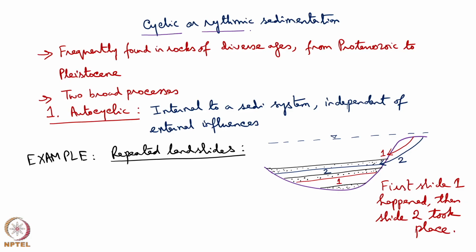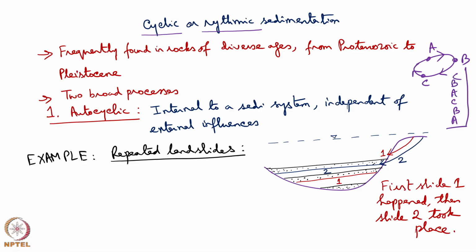Sedimentation in a basin can be cyclic or rhythmic. What does it mean? If I get an alternation A, B, A, B, A, B in this kind of younging direction, and the sediments are alternating, we call it a cyclic or rhythmic alternation. Consider this cycle A, B and C. In this case A, B, C, A, B, C, this becomes a cyclic repetition of the sedimentary units.